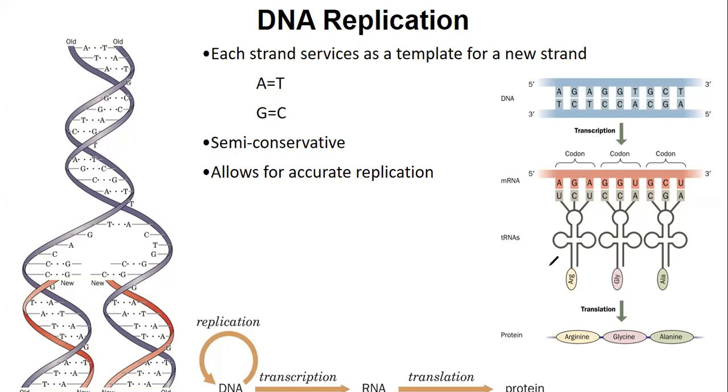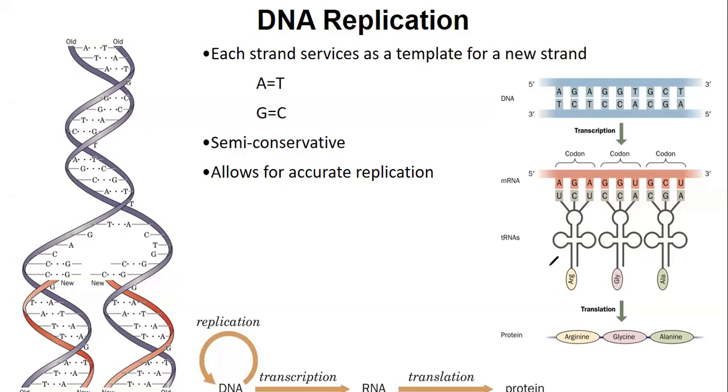Now, we said earlier that DNA is semi-conservative. What that means is that when DNA replicates, each daughter molecule will have one old strand and one new strand.